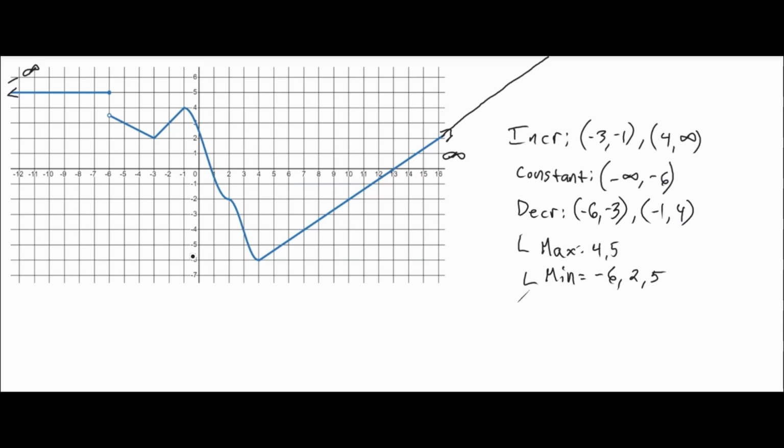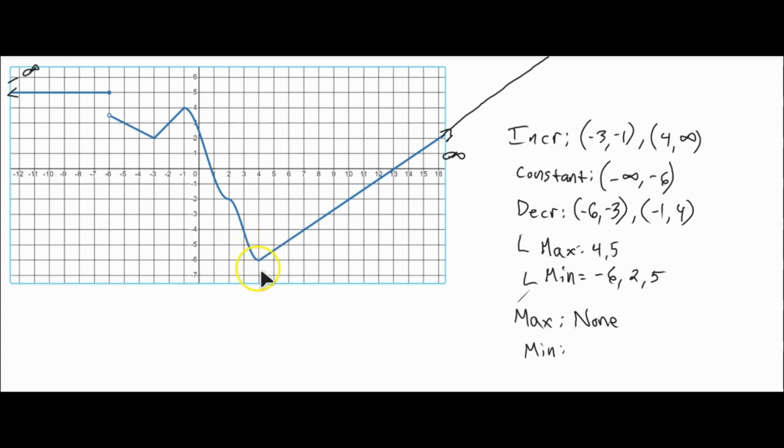Okay? And so now when we want to identify our overall maximum, I want to show you something here. Because this interval of increase goes to infinity, this line keeps going up and up and up all the way to infinity, and therefore there is no maximum. And so for a maximum, we'll say none. But minimum, there is a lowest point. Look, right here, this is the lowest point of the whole graph. And so the minimum point is -6.